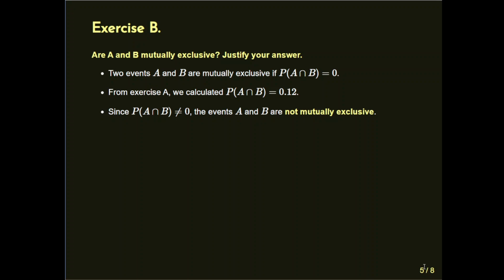Moving on to the next one. Are A and B mutually exclusive? Justify your answer. Two events A and B are mutually exclusive if the probability of A intersection B, the probability of A and B, is 0. But we already know from the previous exercise that that is not the case. We found that the probability of A and B, A intersection B, equals 0.12.